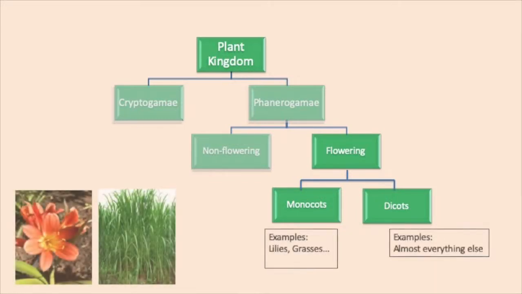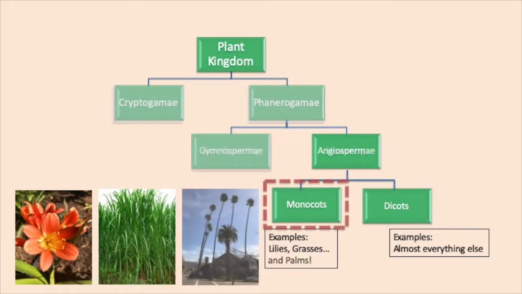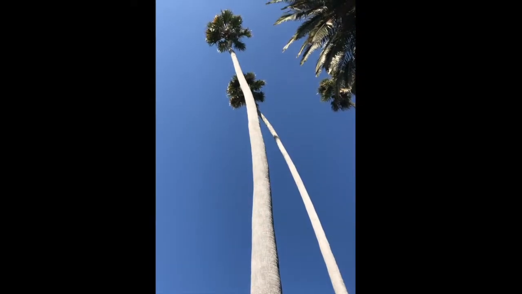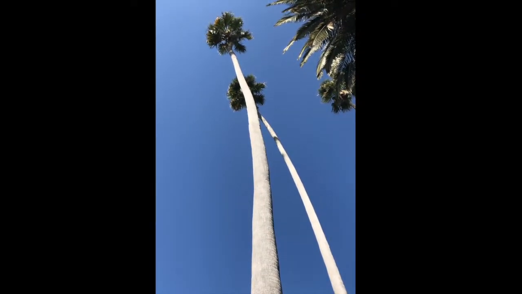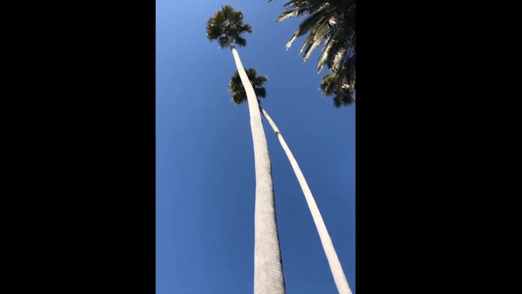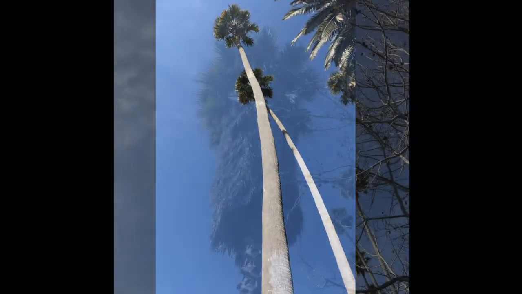Examples of monocots are lilies, grasses, and palms. Most other flowering plants, including most trees, are dicots. In fact, most botanists agree that palms are not really trees at all. As we'll see in a moment, they have no bark like most trees. They have a single trunk that doesn't branch, and a single apical flowering point.